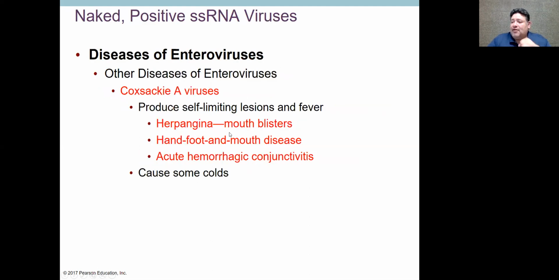Now we move on to a type of enterovirus. There's Coxsackie A virus and Coxsackie B virus. Coxsackie is actually the name of where the virus was first isolated, which I believe was Coxsackie, New York. So we have these enteroviruses.